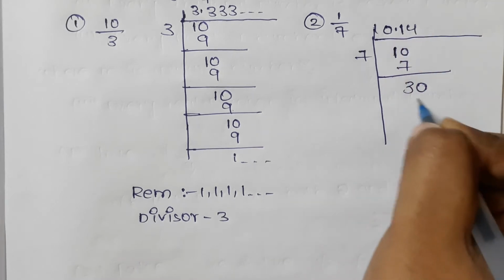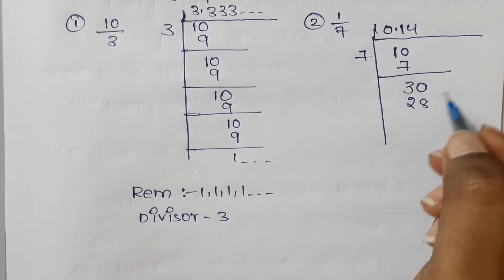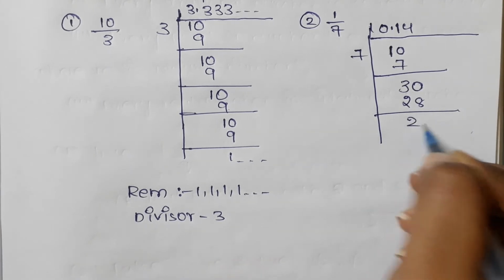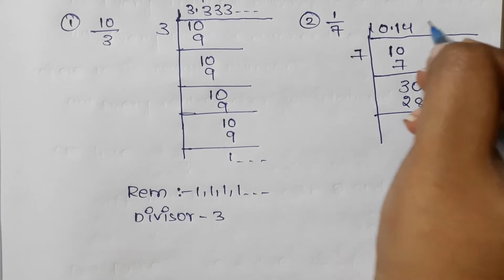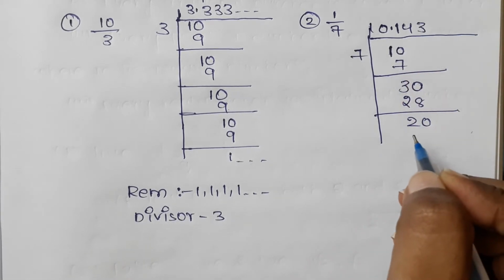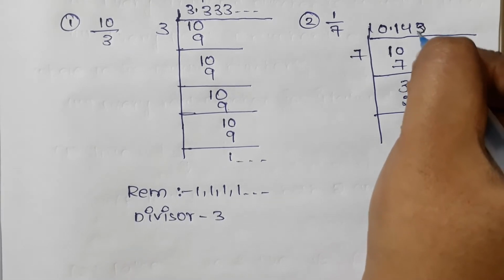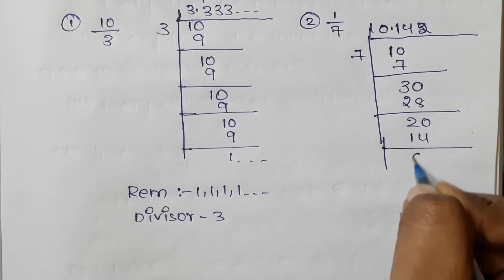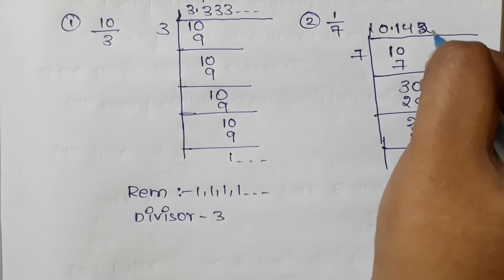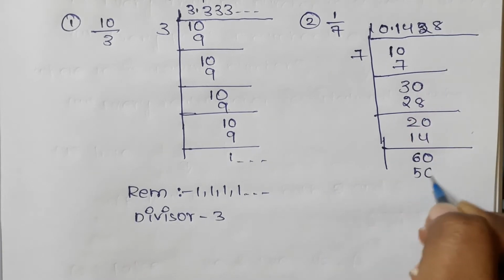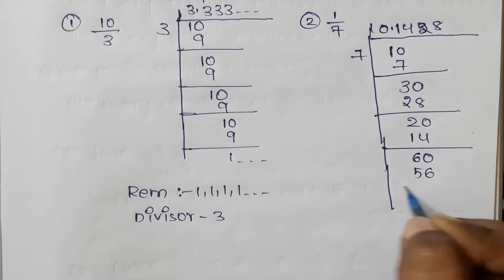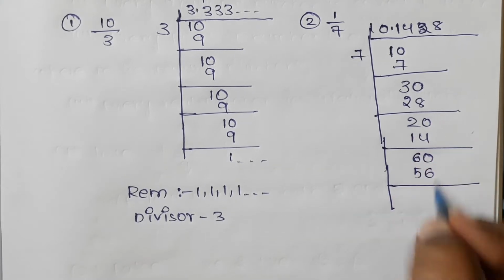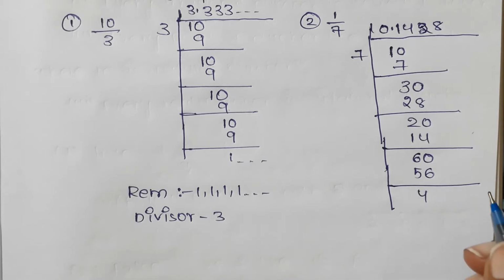And 7 4s are 28. And again we will get 2 here. Again 0. 7 2s are 14. And here is 6. Again 0. 7 8s are 56. 60 is divisible? No. And 7 8s are 56. Here 4 is the remainder.